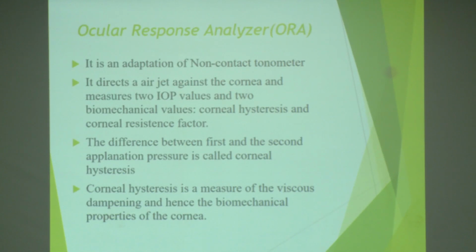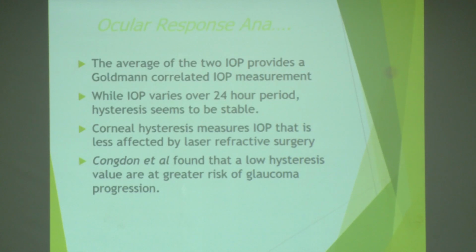Now coming to the ORA, this is also important. It is an adaptation of the non-contact tonometer. It directs an air jet against the cornea and measures two IOP values, that is applanation pressure 1 and applanation pressure 2, and two biomechanical values, that is corneal hysteresis and corneal resistance factor. And the difference between the first and second applanation pressure is called the corneal hysteresis. Corneal hysteresis is a measure of the viscous dampening and hence the biomechanical properties of the cornea. The average of the two IOP provides a Goldmann correlated IOP measurement.